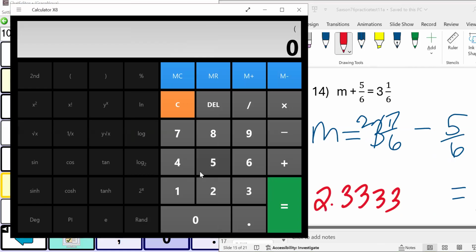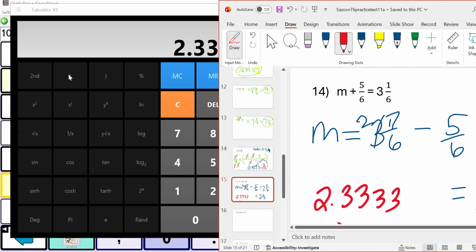All right, we've got, what did I say? We were going to rewrite that as 3 1/6. Oops, I'm putting too many in there. 3 plus 1 divided by 6 minus the fraction 5 divided by 6. So 2.3333. So that's how you double check your answer there.